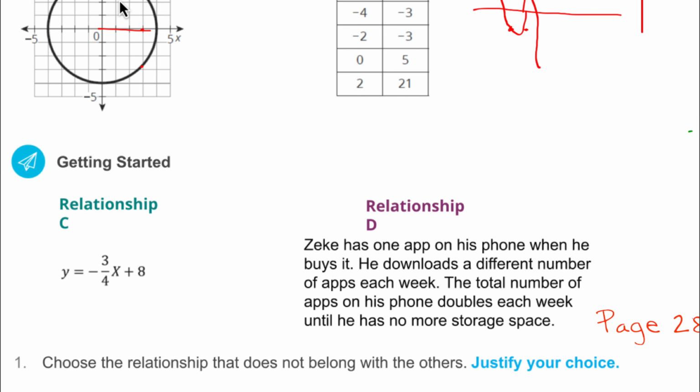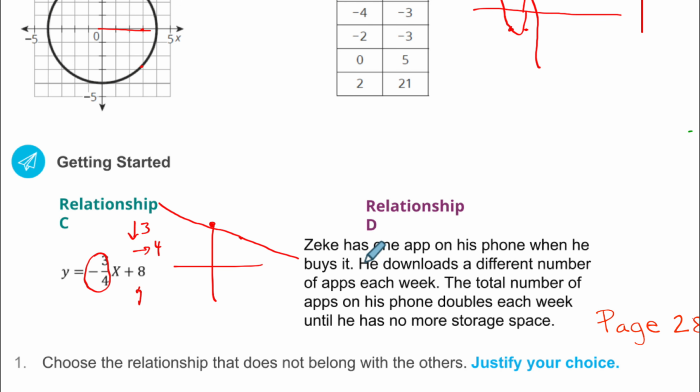Relationship C, do you remember what that is? This is y equals mx plus b. If I were to graph this, we go up to the y-intercept, which is 8, right? So 1, 2, 3, 4, 5, 6, 7, 8. And then here's the slope, and -3/4 means you need to go down 3 and to the right 4. It's down because it's negative. That's going to give me some line that looks like this. Again, that would pass the vertical line test, so this would be a function.